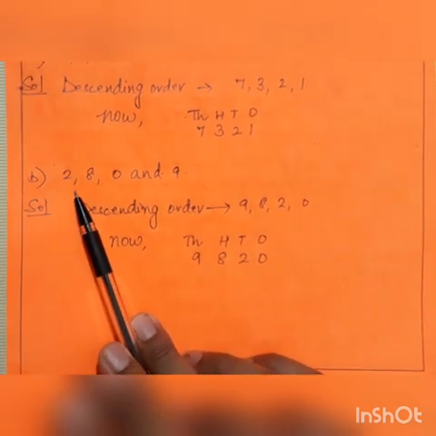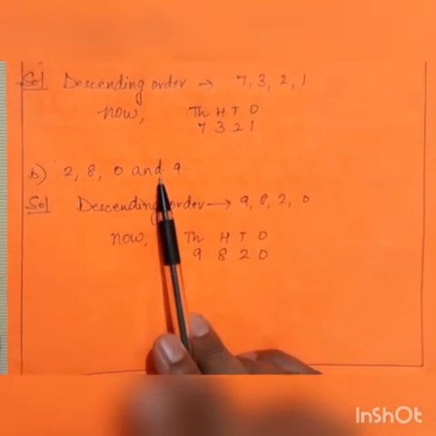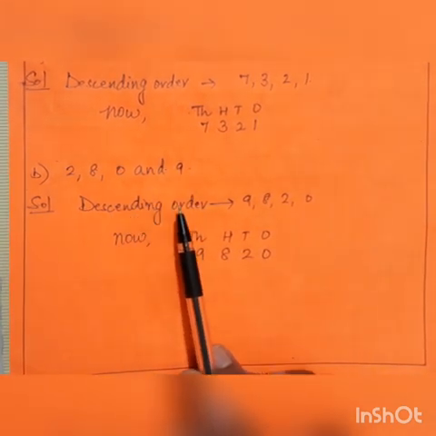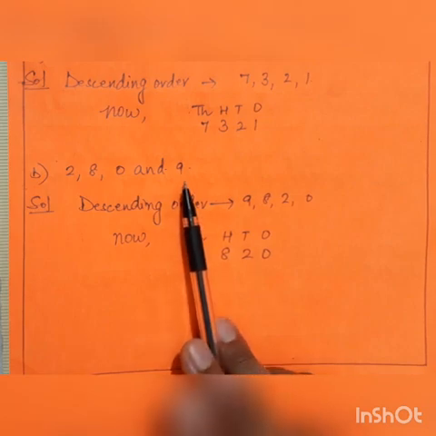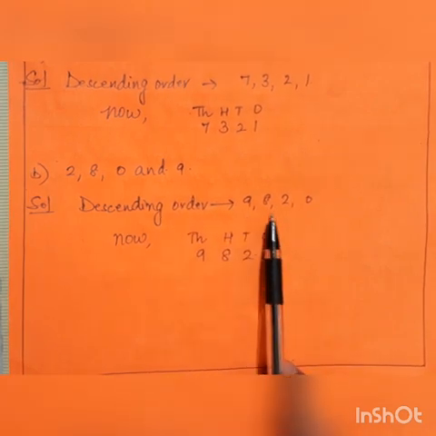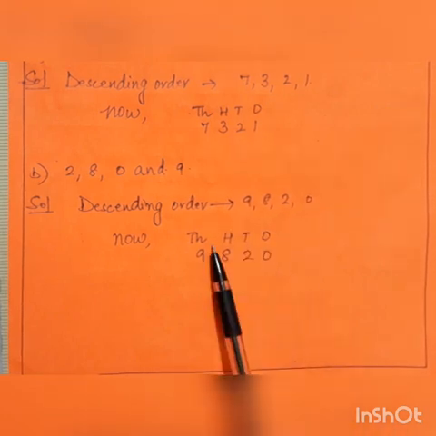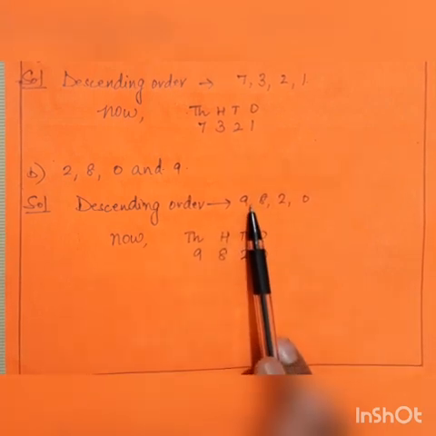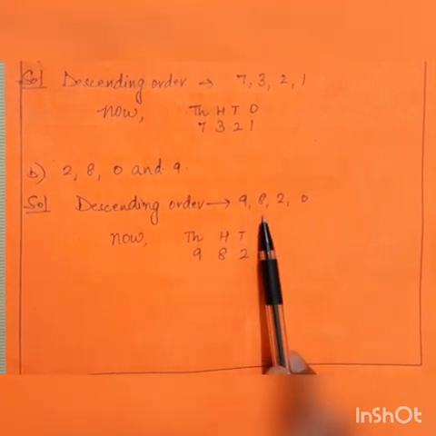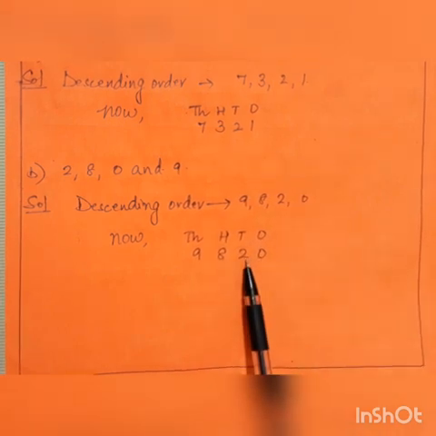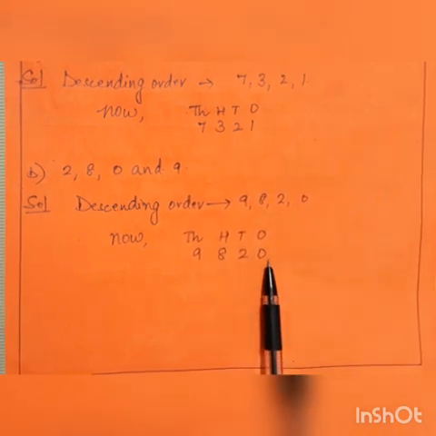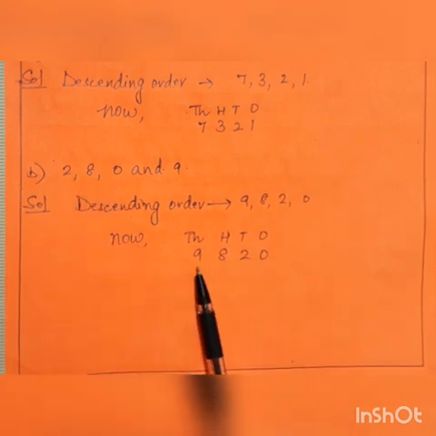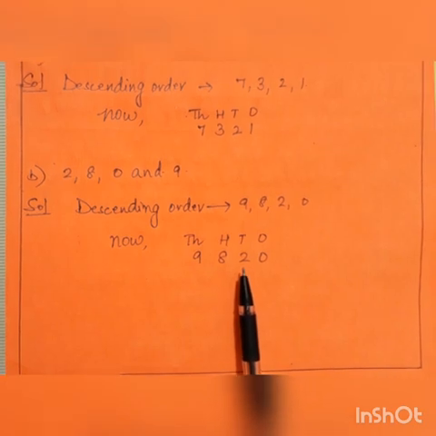The digits given are 2, 8, 0 and 9. The same step will be followed. We will arrange the given digits in the descending order. So the descending order for the above given digits is 9, 8, 2 and 0. Now write the place values first, thousands, hundreds, tens, ones. We will place 9 at the thousands place, 8 at the hundreds place, 2 at the tens place and 0 at the ones place. So the greatest number formed using the given digits is 9820. Thank you.